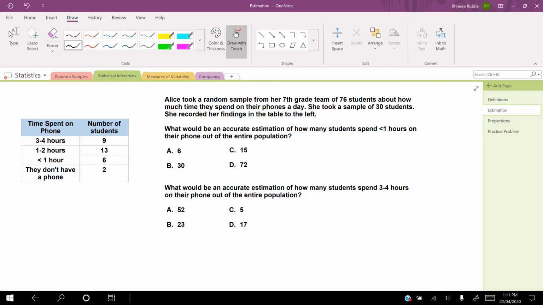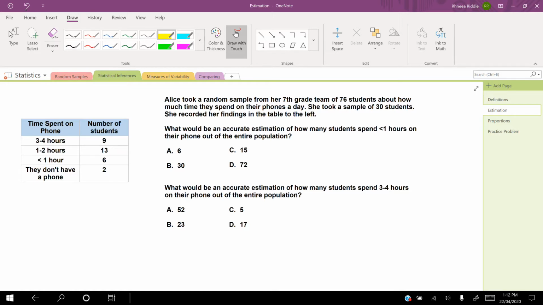So at the table to the left, we can see that she has a column saying time spent on phone and another column saying number of students. So, out of her population of 76 students, she took a sample of 30 students. So, the number of students is a 30 student sample. So, this question asks, what would be an accurate estimation of how many students spend less than 1 hour on their phone out of the entire population?